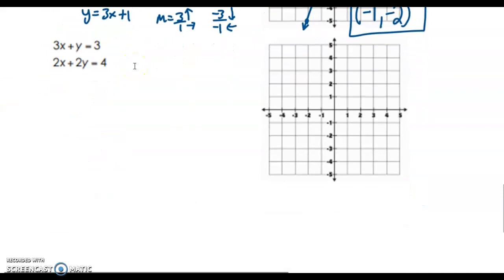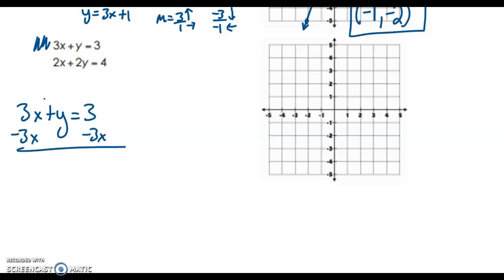Okay, let's go ahead and try one more on this practice page. So if we start with this equation right here, I'm just going to write it down here, 3x plus y equals 3. What is the equation when you get y by itself? First, you're going to subtract the 3x. All right, that gives us y equals negative 3x plus 3. Okay, go ahead and graph that.